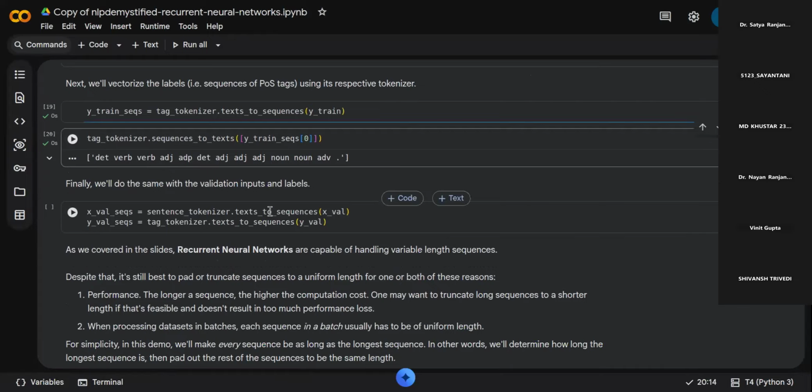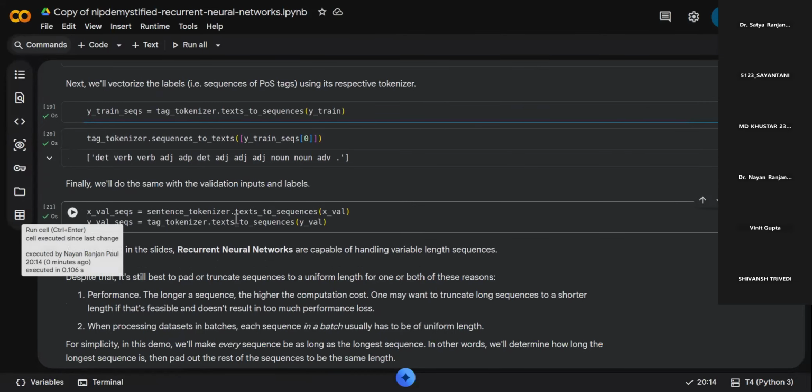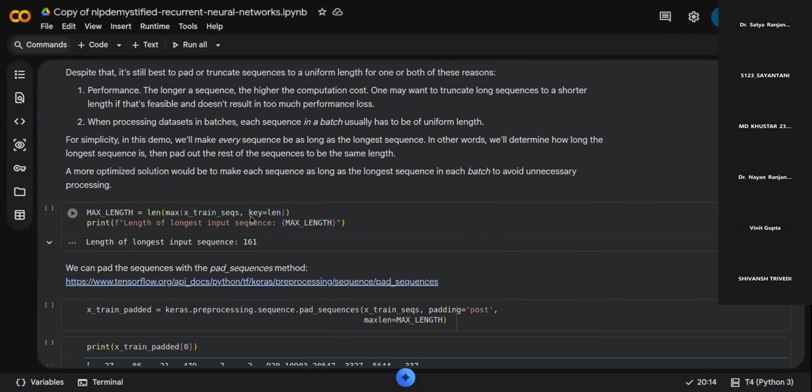The same processing, meaning tokenization and conversion to vectors using indexes, also needs to be done for the validation data. Now your training data, X train and Y train, is converted into vectors with indexes, and your validation data, X val and Y val, is also converted into vectors.